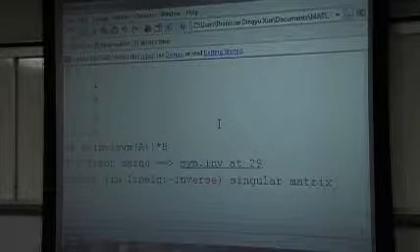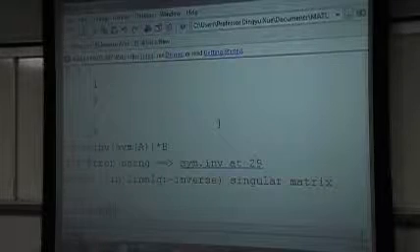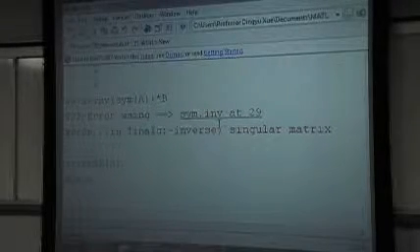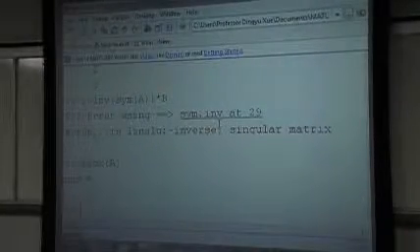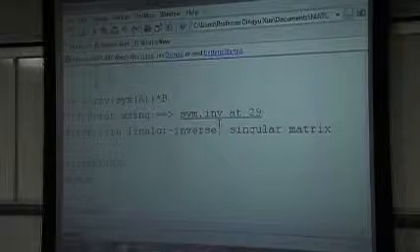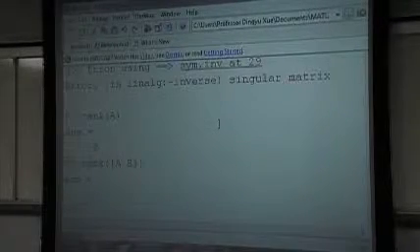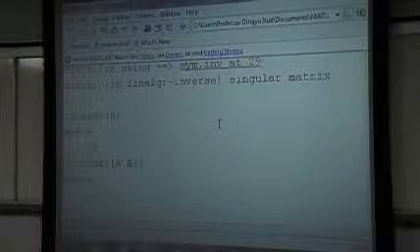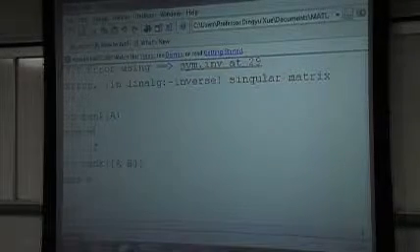Since A is not invertible, the rank of A equals 2. So now we have to check the rank of the matrix C. The rank of C can be obtained by this command, and it is seen that the rank of C is also 2. They are the same, so we say that this equation has an infinite number of solutions.